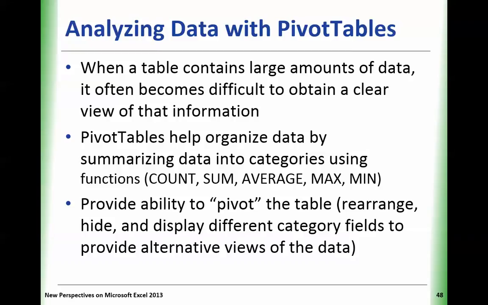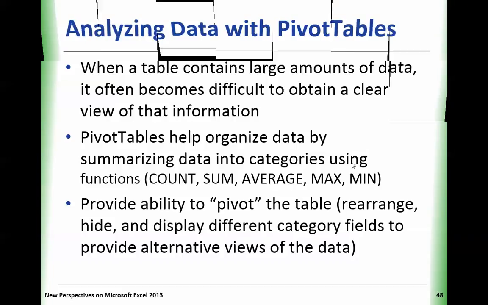Pivot tables help organize data by summarizing data using functions such as count, sum, average, maximum, and minimum. They provide the ability to pivot the table, or rearrange, hide, and display different category fields to provide alternate views of the data. So what that pivot means is I can modify the table quickly and easily to show me a tremendous amount of different data in different graphs.